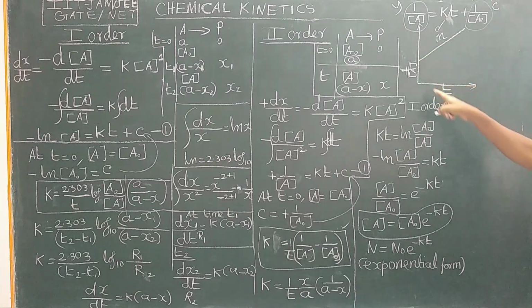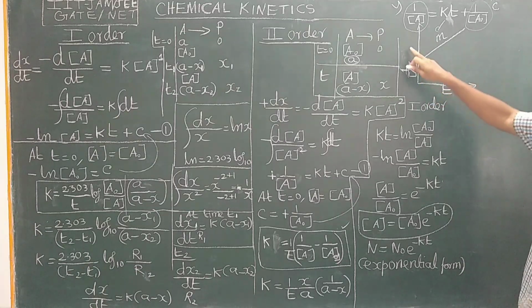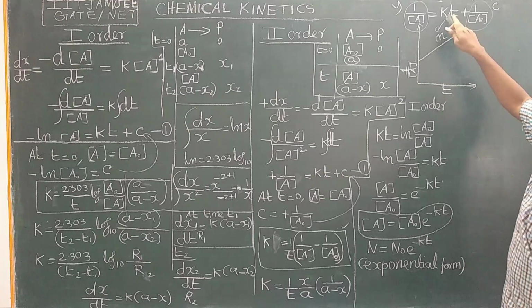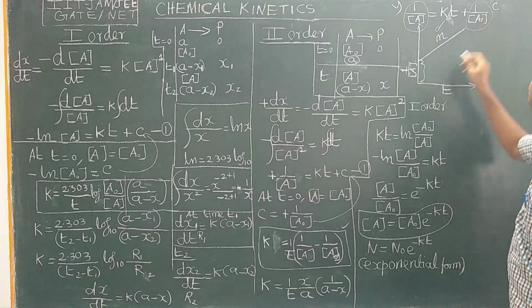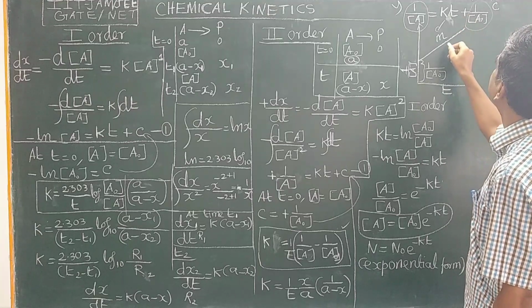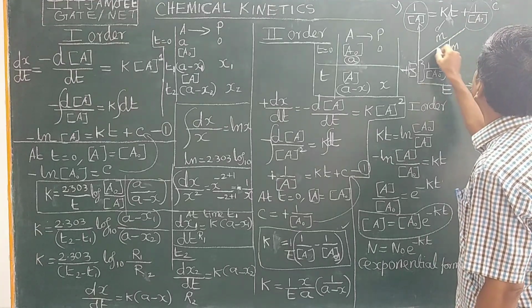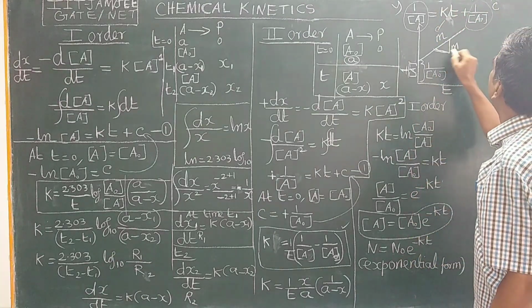So when you plot 1 by A versus t, if you get a straight line of this type, then this corresponds to a second order reaction. For this plot, they will ask whether the reaction corresponds to zero order, first order, second order or third order. It is a straight line, therefore it follows this expression. The intercept is 1 by A naught. The slope m is positive, and the slope equals K.